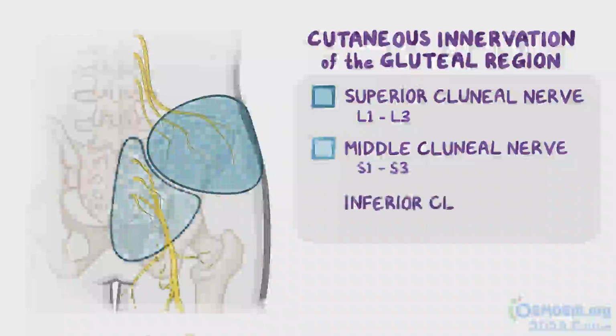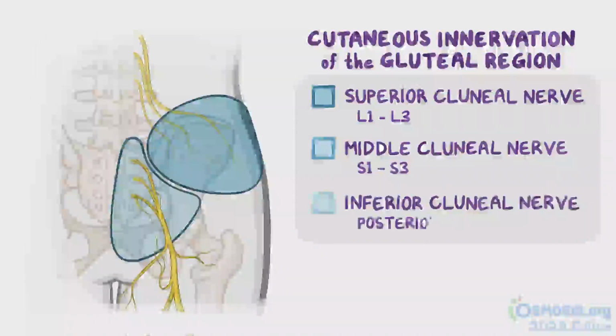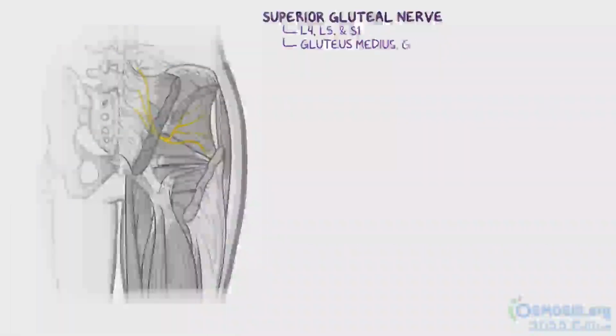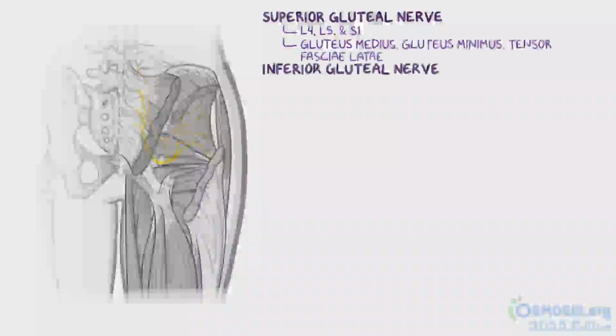There's also the inferior cluneal nerve, arising from the posterior cutaneous nerve of the thigh, to supply the skin of the inferior part of the buttocks as far as the greater trochanter. The superior gluteal nerve, formed by the L4, L5, and S1 nerve roots, supplies the gluteus medius, minimus, and the tensor fasciae latae. The inferior gluteal nerve is formed by the L5, S1, and S2 nerve roots, and it provides motor innervation to the overlying gluteus maximus.